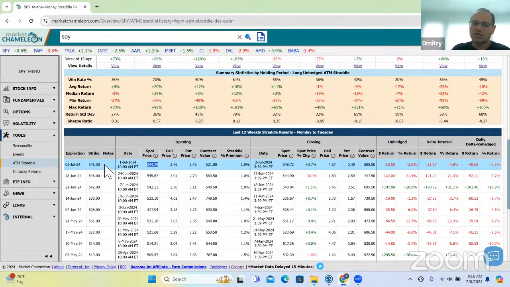So we're looking at the closest straddle, which would have been $545, which is 21 cents away.